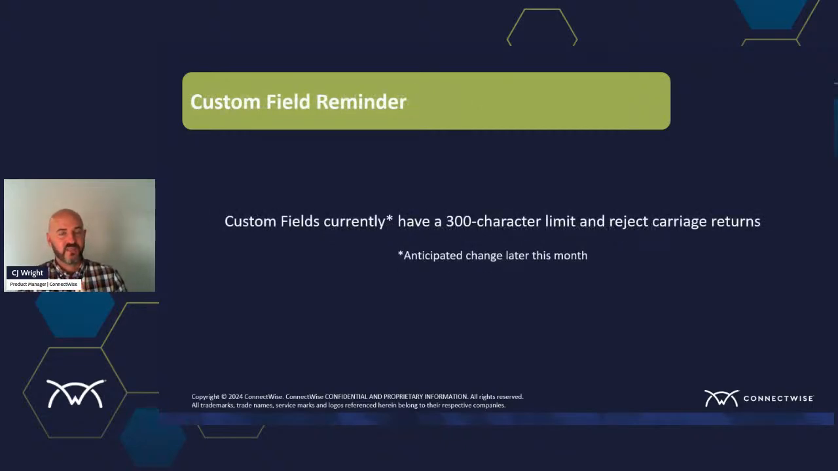So if you weren't here, one last reminder about custom fields. We do currently have a 300 character limit, and it rejects any carriage returns, which means you can't have any new lines. We do anticipate a change in that behavior later on this month, but I want to make sure that you're aware of that so that if you try to send over any output from a script to a custom field, if it's over 300 characters or it contains any carriage returns, it will get rejected and you'll see some errors in the system.